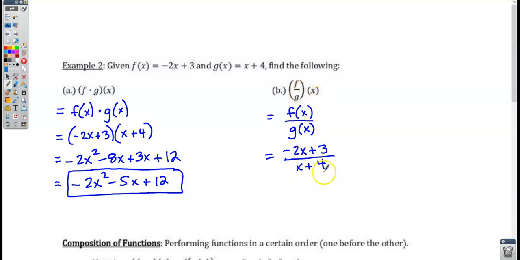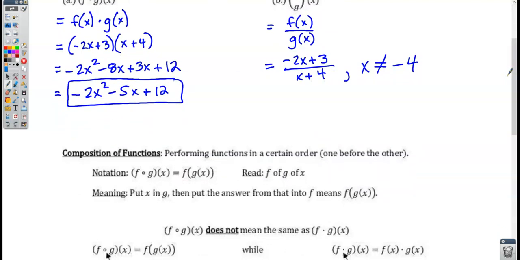This is a quotient. We need to pay attention to the restrictions. We've talked about this before, of course. X cannot be equal to negative 4 in this division because that value of x makes our denominator equal to 0. All right, continuing on.